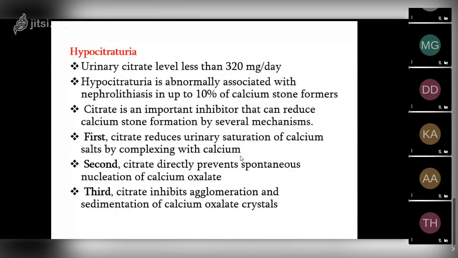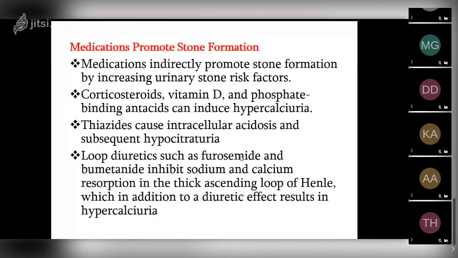The first is that citrate reduces urinary saturation of the calcium salt by complexing with calcium. The second is that citrate directly prevents spontaneous nucleation of calcium oxalate. The third mechanism is that citrate inhibits the agglomeration and sedimentation of calcium oxalate crystals. By this mechanism, citrate is used as an inhibitory mechanism for stone formation, but if there is a low level of citrate in the urine, this may be a cause for calcium stone formation.